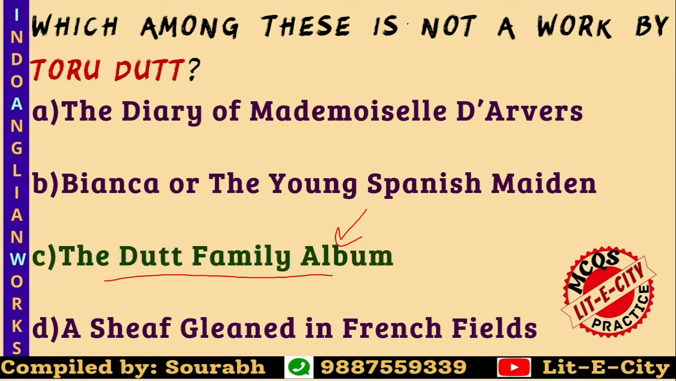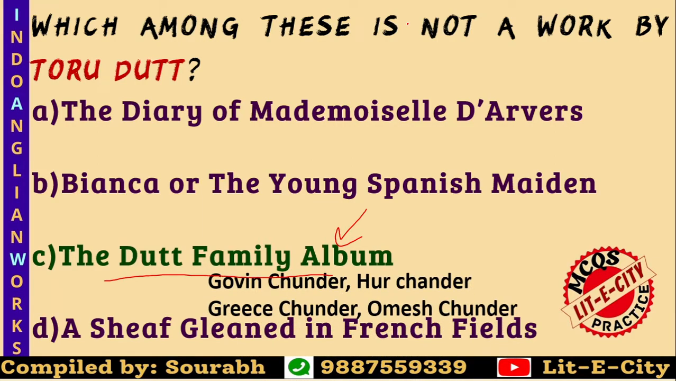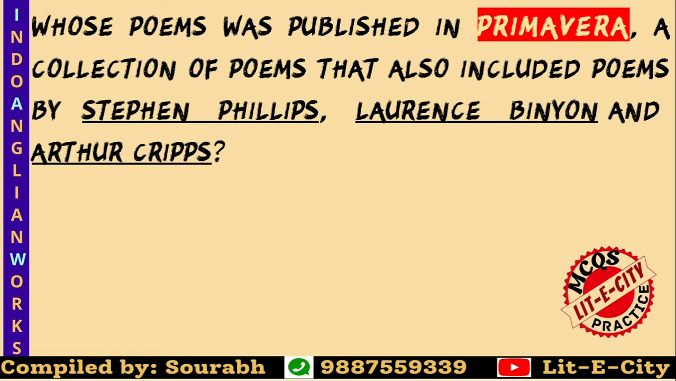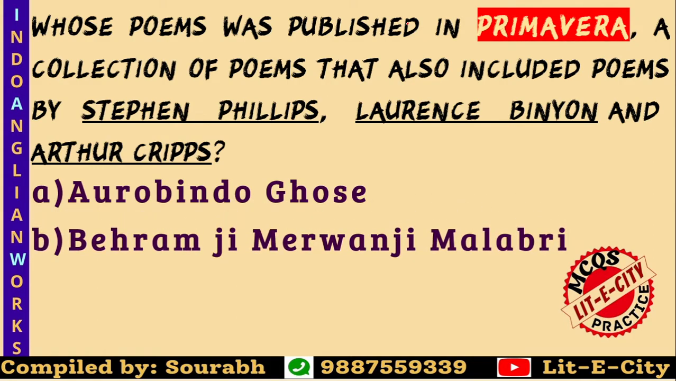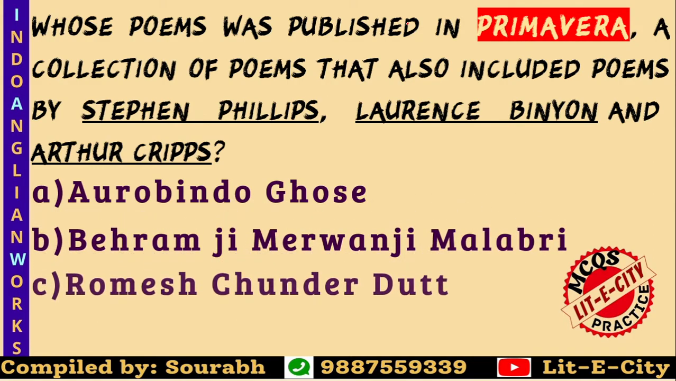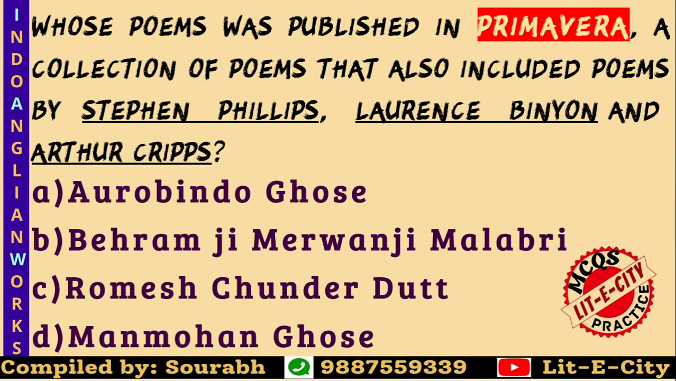In fact, it has contributions from the whole family: Govind Chandra, father of Toru Dutt, Har Chandra, Girish Chandra, three brothers, and their cousin Omesh Chandra, whose poems were published in Primavera, a collection of poems that also included poems by poets of the Rhymer's Club, Stephen Phillips, Lawrence Binyon, and Arthur Cripps. So the options are Aurobindo Ghosh, Behramji Malabari, Ramesh Chandra Dutt, and Manmohan Ghosh.